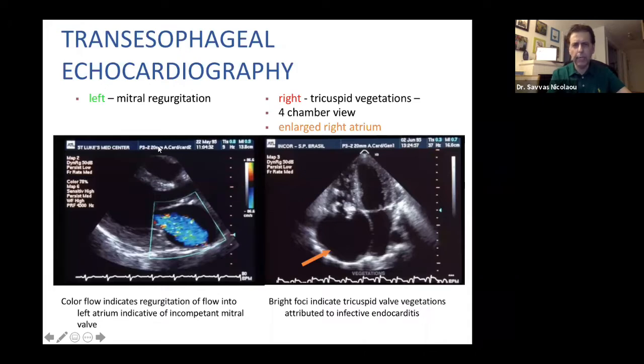And particularly if we want to look at vegetations, in this particular example, we can see anterior and posterior. We can see a big right atrium. This is right and left. This is the right ventricle, left ventricle, right atrium, left atrium, and we see these echogenic bright foci at the level of the tricuspid valve, indicating vegetations, in this particular setting, infective endocarditis. Great test, great modality to be able to visualize this type of abnormality. Transesophageal giving us better delineation of the anatomical structures.